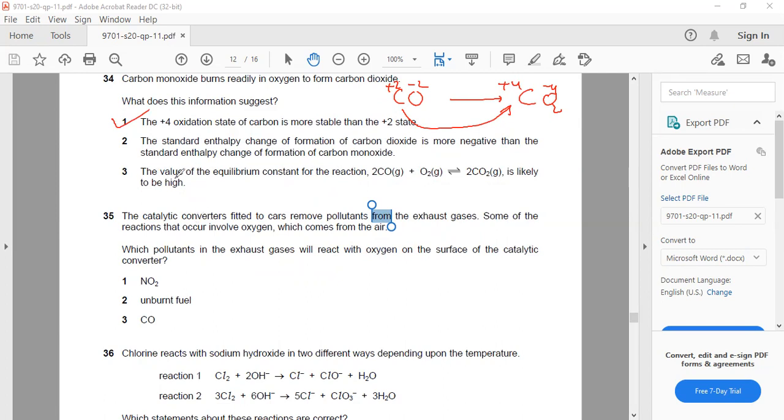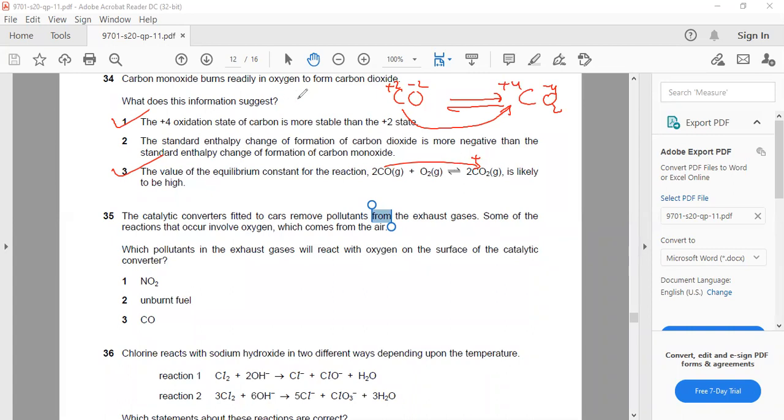Achha, third one we read first. Suppose if you don't understand two, you study third, it is easier. If third is correct, then all three will be correct. The value of equilibrium constant for this reaction is likely to be high. So for this reaction, yes, it will be high because carbon dioxide usually exists.